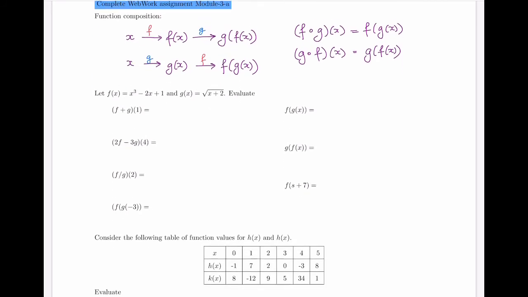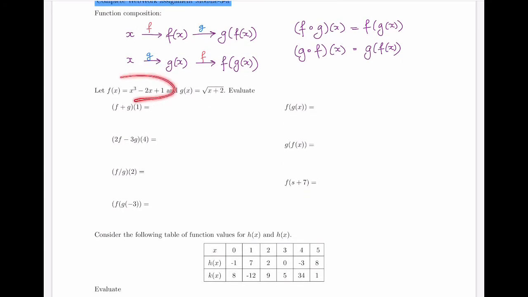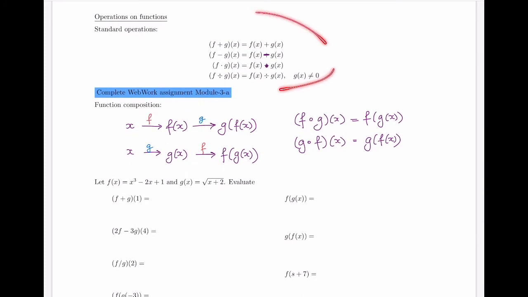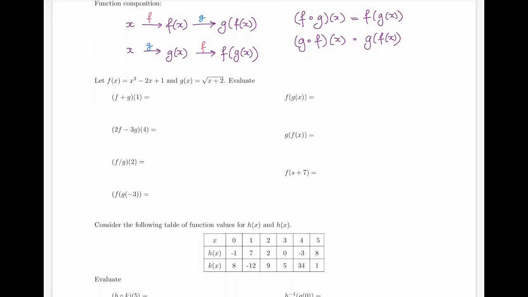Let's take a look at an example here. So I'm given the same two functions or similar two functions as I had before, a cubic and a square root function. And first I'm asked to just compute the actual arithmetic operations on them. So by what I have above, arithmetic operations will transfer naturally, whereas function composition is a new operation that we probably want to spend a little bit more time on.